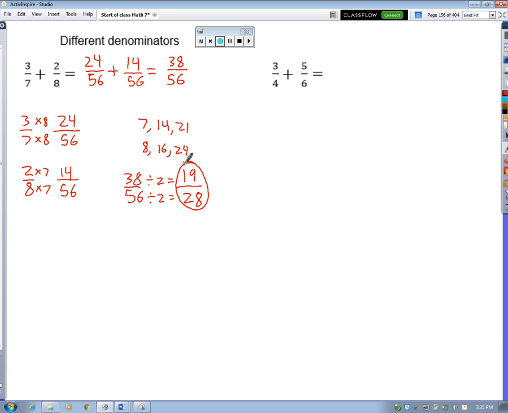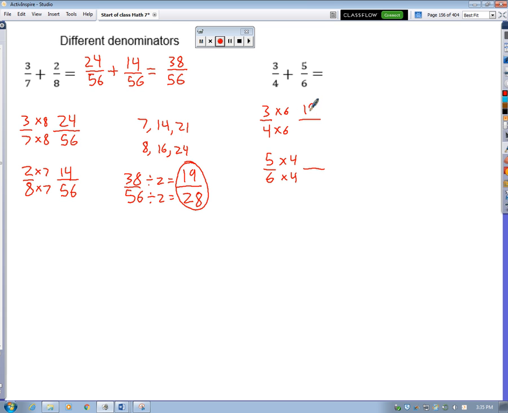Alright, let's take a look at the next problem. Here we have 3/4 plus 5/6. Okay, again, you could find a common denominator by counting by 4s and counting by 6s, or you could do what I like to do. I just line them up vertically, and I multiply this fraction by this denominator. Make my new fraction, and I multiply this fraction by this denominator. Okay, it saves me time searching for a common denominator.